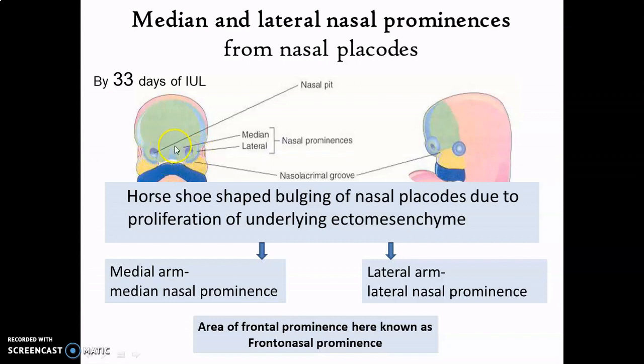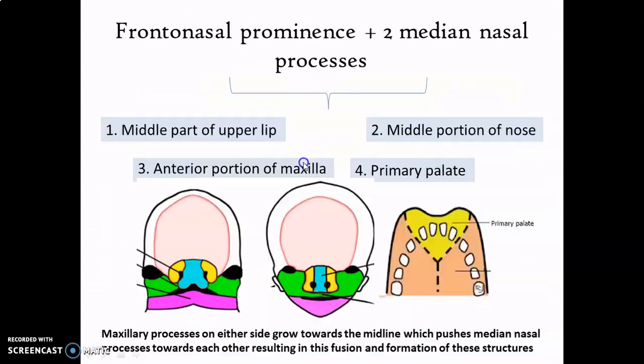The area of the frontal prominence between the median nasal processes is known as the frontonasal prominence. The median nasal processes along with the frontonasal prominence give rise to various structures such as the middle part of the upper lip, the middle portion of the nose, the anterior portion of the maxilla and the primary palate. You can see here that fusion of the median nasal processes on either side along with the frontonasal process in between gives rise to the middle portion of the upper lip, which is known as the philtrum, the middle portion of the nose, and also the anterior portion of the maxilla and the primary palate.